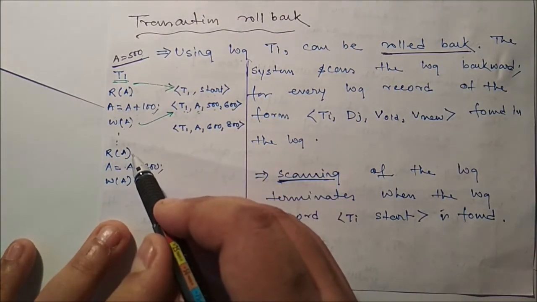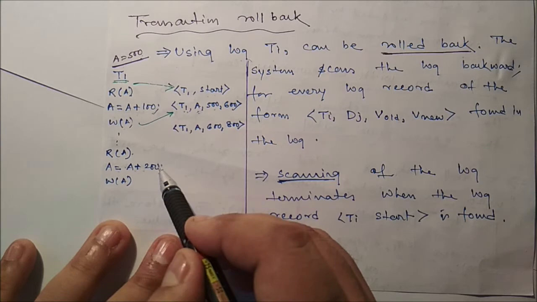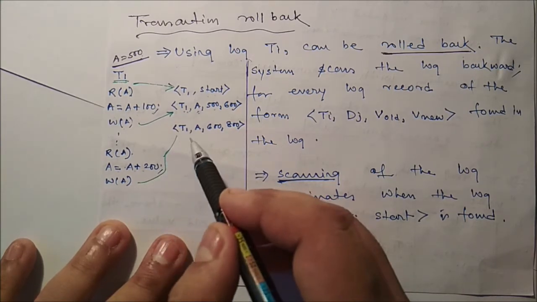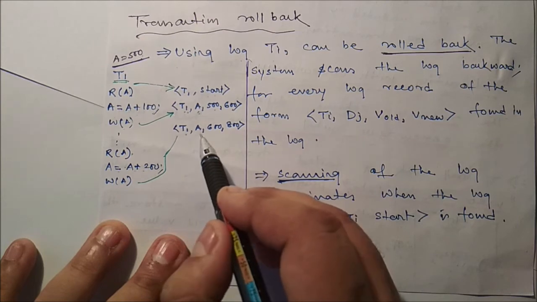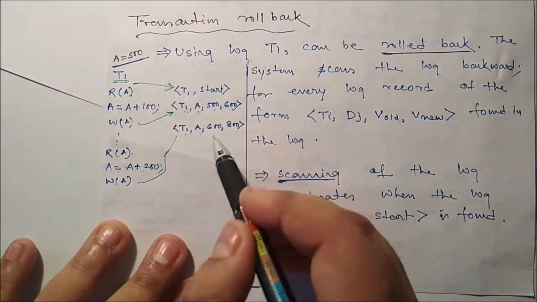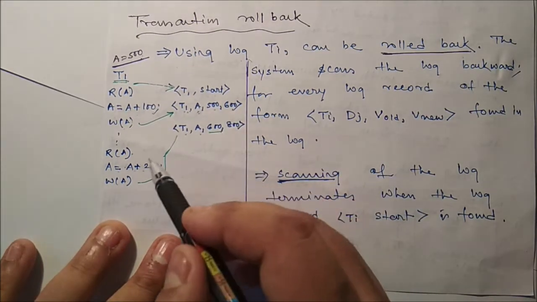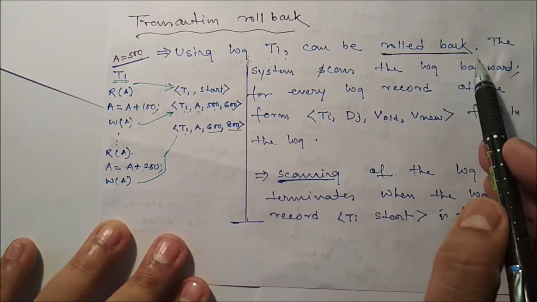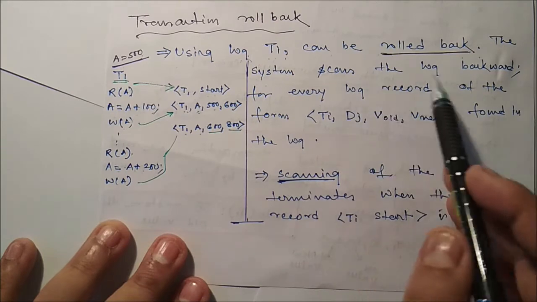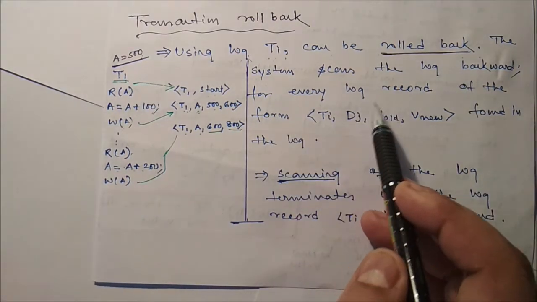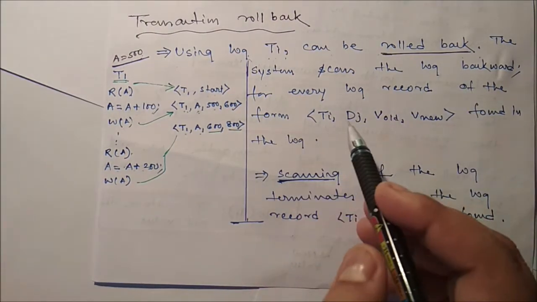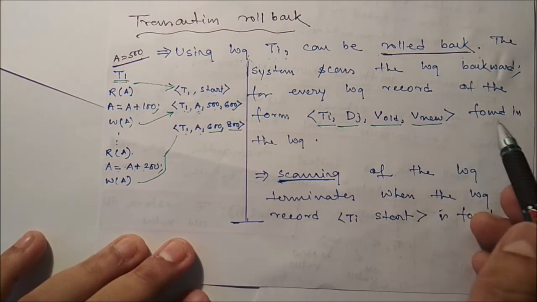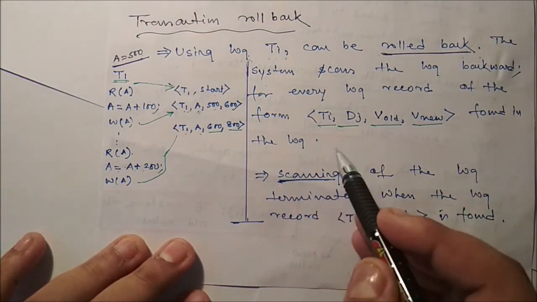After some time, read A, A is equal to A plus 200, and write A. So write A means T1 transaction, A variable, old value 600, and 600 plus 200 is 800. Using the log, Ti can be rolled back. The system scans the log backward for every log record of the form: name of the transaction, variable name, old value and new value.